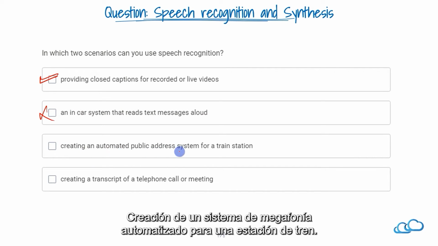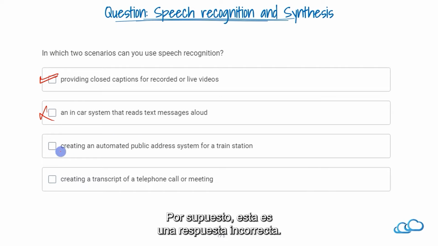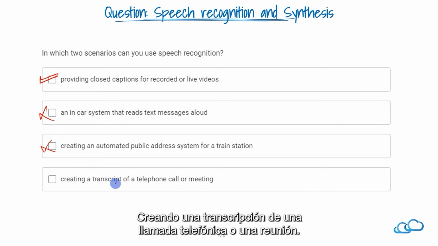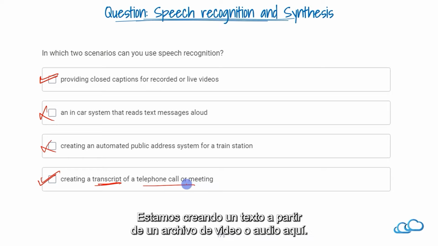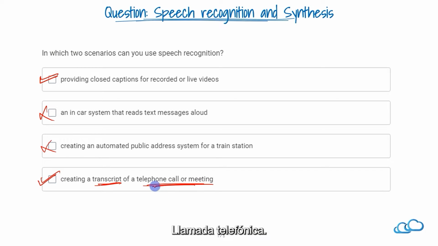Creating an automated public address system for a train station. Of course, this is wrong answer. Creating a transcript of a telephone call or meeting. Yes, this is a right answer. We are creating a transcript. We are creating a text from a video or the audio file here, telephonic call. So this is the audio file here.